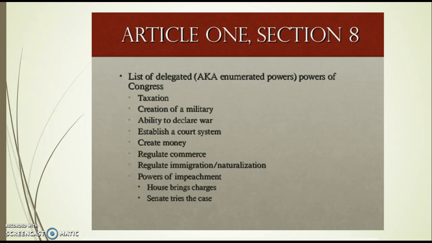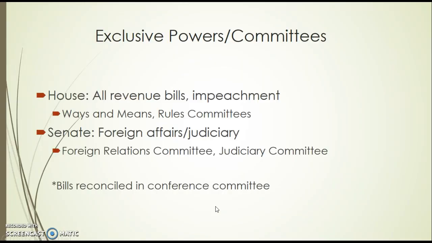Now, in Article 1, Section 8 is where we find all the delegated or enumerated powers of Congress. Everything from taxation to the creation of military to even declaring war. Those are powers of Congress. These are the formal powers that they have. And you'll see even with impeachment, the House brings the charges and the Senate tries the case. And then there are also exclusive powers, which are powers given just to one particular chamber of Congress. And of course, with the House, they have all power when it comes to revenue bills and impeachment. And in addition, we see this with the Ways and Means Committee and Rules Committee. Those are both unique to the House of Representatives.